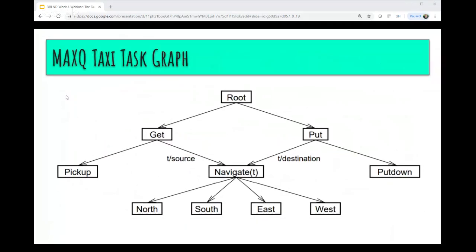This is just the mechanism that the authors used to describe the different tasks to be performed. Here you see a root task, a get task, a put task, pick up and put down as actions in those get and put tasks, and then a navigate task that you've seen the primitive actions for already: north, south, east, and west. One little difference here is that navigate has this parameter t, and that can be one of two things.